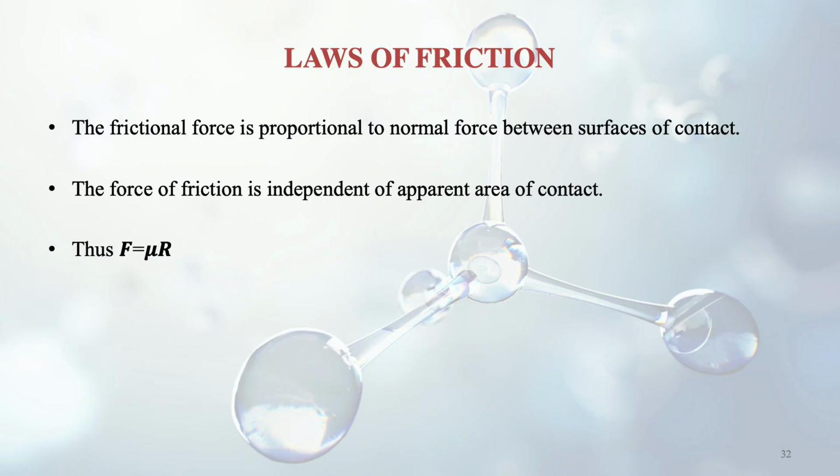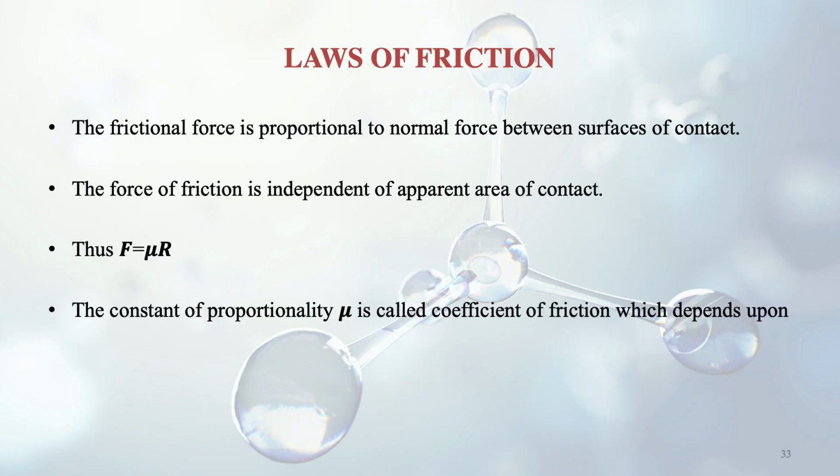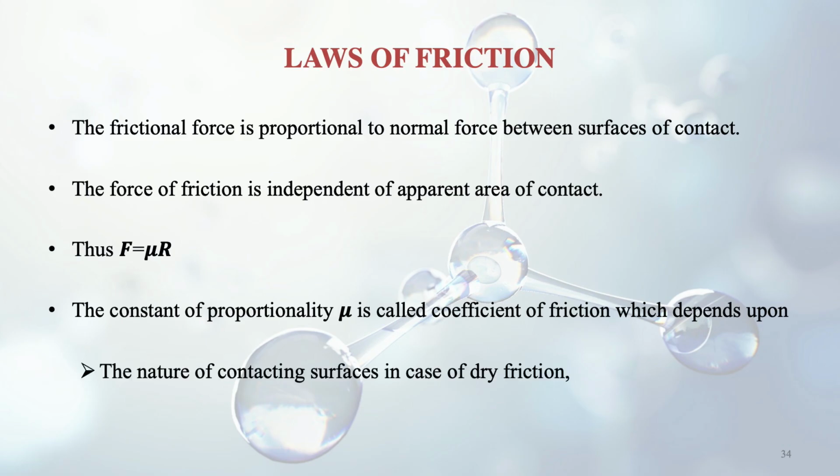So then we can say that F is directly proportional to R, where R is the normal force that is acting. And if we write it as a formula, as an expression, then it will be F = μR, where μ is the constant of proportionality, and it is known as the coefficient of friction. And it depends upon what? It depends upon the nature of the contacted surface, how smooth it is, what kind of asperities are there, and it also depends upon the nature of the lubricant in case of film or fluid lubrication.